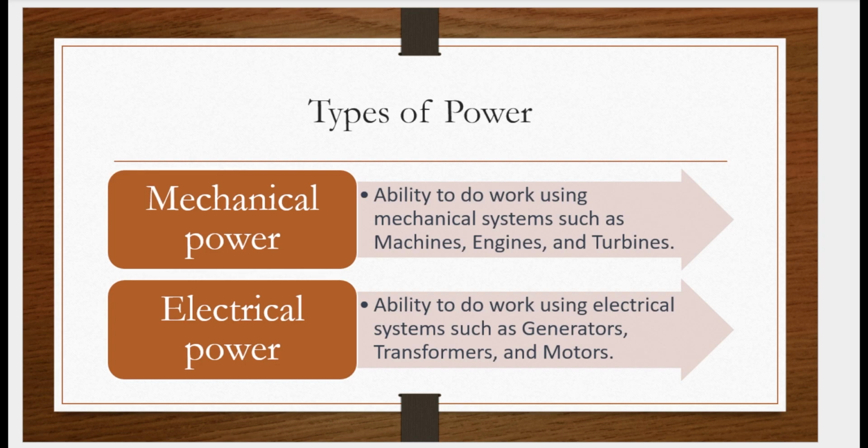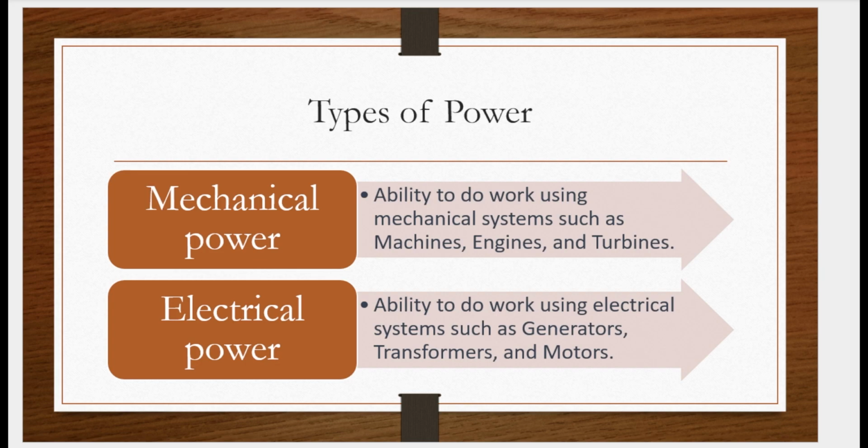Power can be classified into two types. The first one is mechanical power and the second one is electrical power. Mechanical power refers to the ability to do work using mechanical systems such as machines, engines, and turbines. Electrical power, on the other hand, refers to the ability to do work using electrical systems such as generators, transformers, and motors.